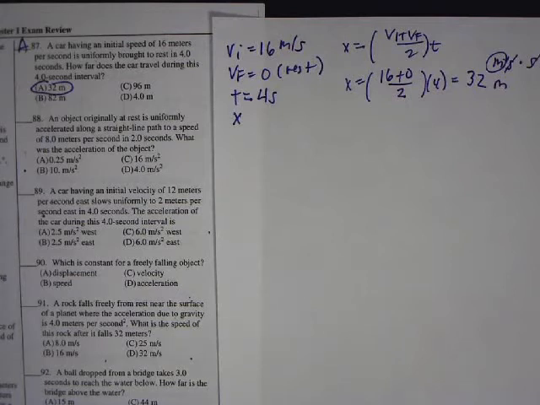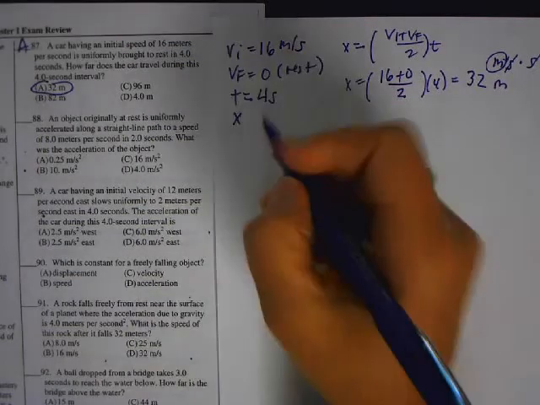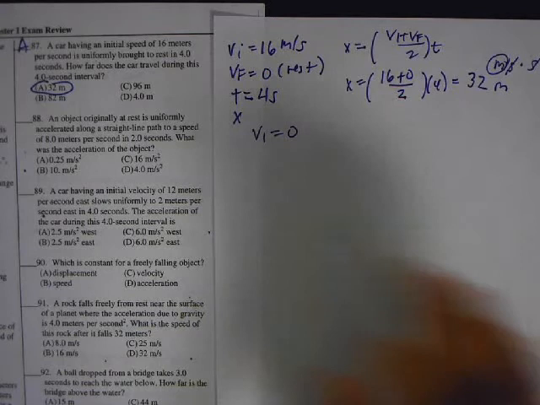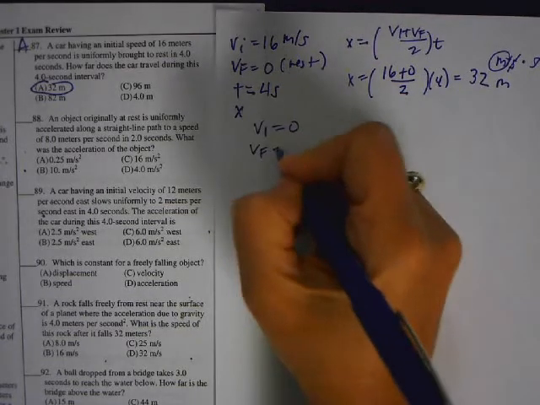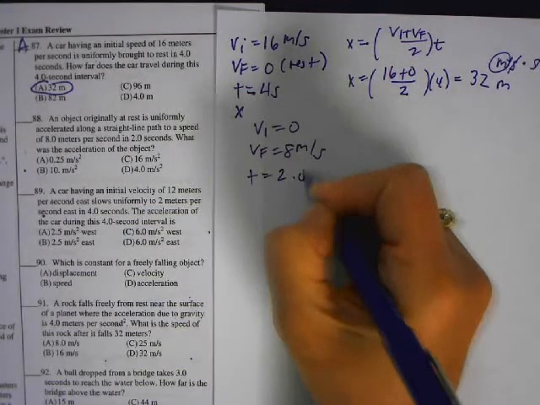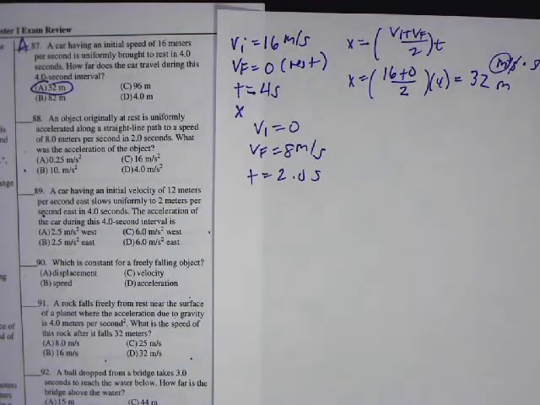Number 88, an object originally at rest, so that means VI is 0, is accelerated along a straight line path to a speed of 8 meters per second, so VF is equal to 8 meters per second, in 2 seconds, so time is equal to 2 seconds. What is the acceleration of the object?